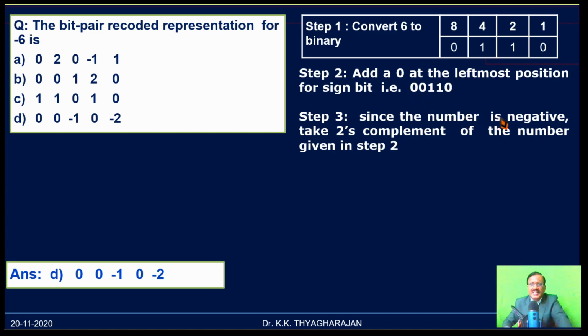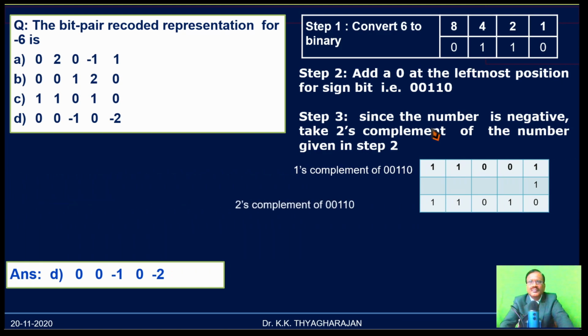Since the number is negative, take the 2's complement of the number given in step 2. That is, you have to take the 2's complement for 00110. First, you take the 1's complement for this number. So that is 1. This 0 will become 1. This 1 will become 0.